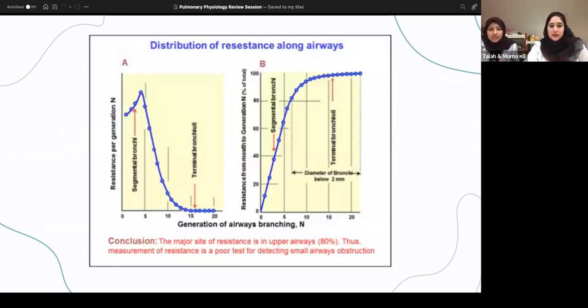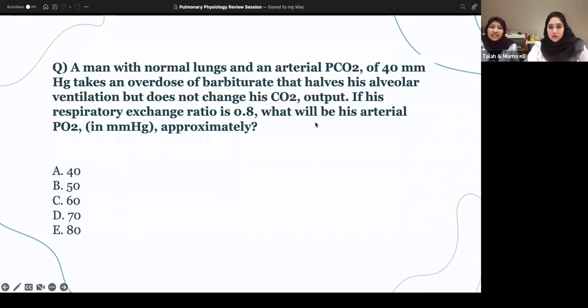Okay, let's move on to the next question. I think the next few are calculations, so you can take your time. A man with normal lungs and an arterial PCO2 of 40 millimeters of mercury takes an overdose of barbiturate that halves his alveolar ventilation, but does not change his CO2 output. If his respiratory exchange ratio is 0.8, what is arterial PO2, which is PaO2, approximately? You can take your time on this one because it's a calculation.